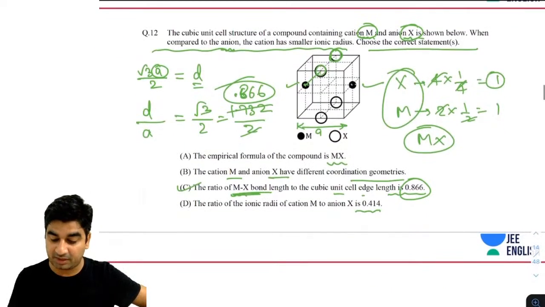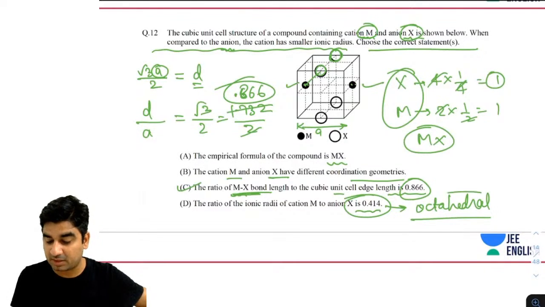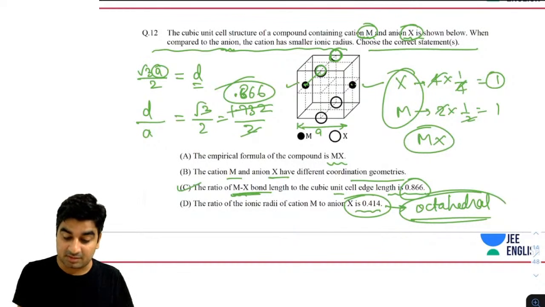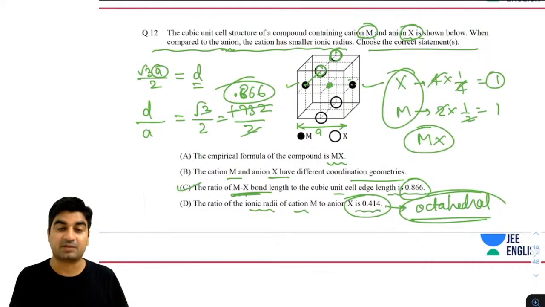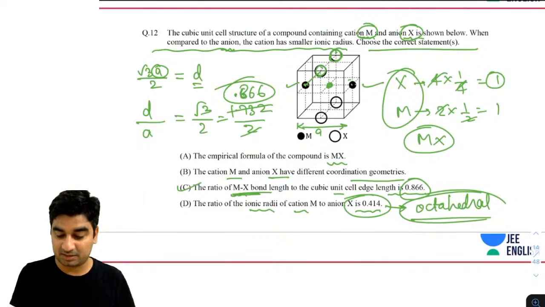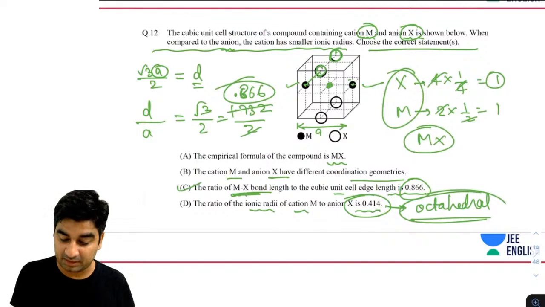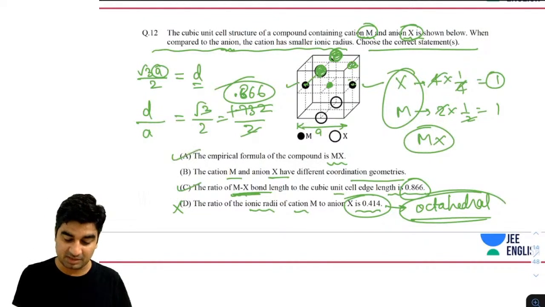So the ratio of ionic radii will not be this, because this is the ratio for octahedral void. And octahedral voids are formed, you must remember the location. Where are the octahedral voids formed? So guys, octahedral voids are formed at body center and edge centers. So it says ratio of ionic radii of cation M to anion. So it will not be octahedral, guys, because here these cations M are present at the face centers and octahedral voids are present at the edge centers and at the body center. So this is incorrect, guys, and the other one is correct.